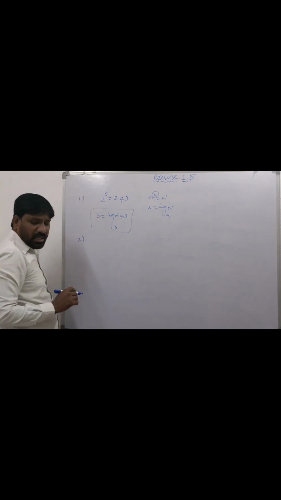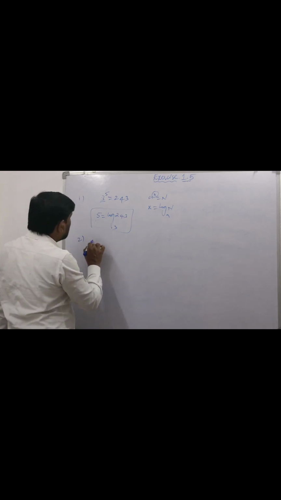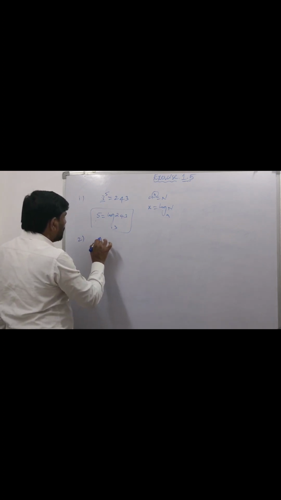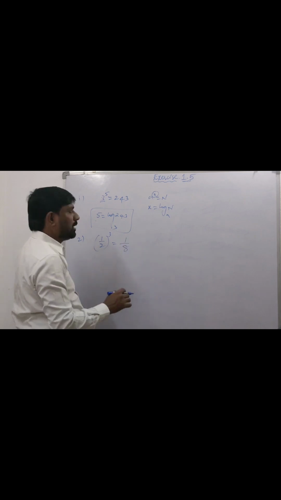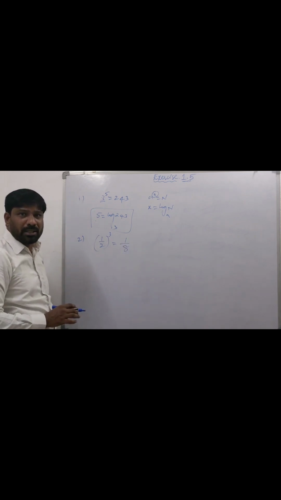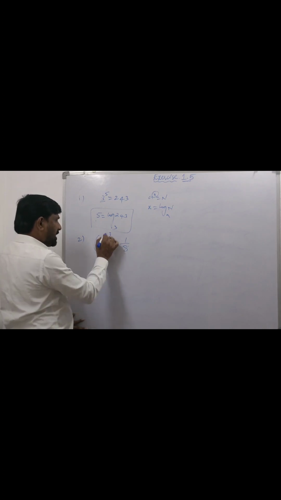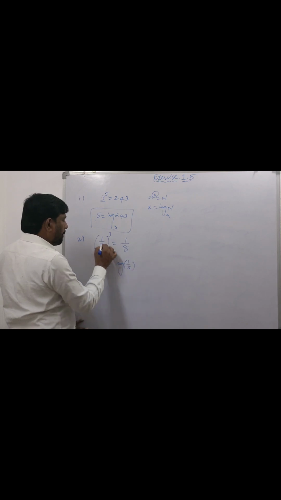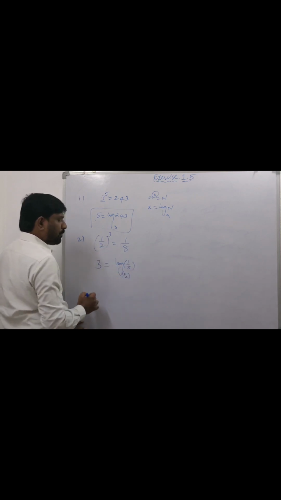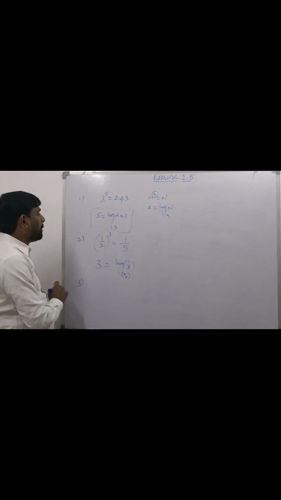Let us take another example. Suppose 1 by 2 whole cube is equal to 1 by 8. This is the exponential form. What is the logarithm? 3 is equal to logarithm of 1 by 8 to the base 1 by 2. Clear?